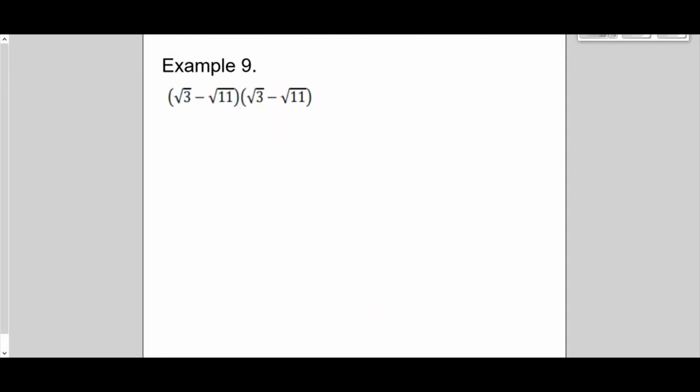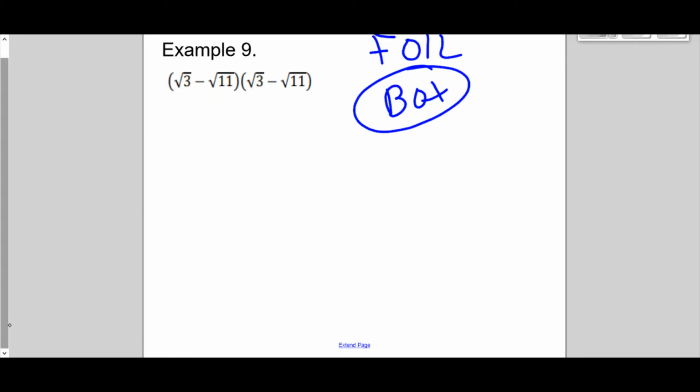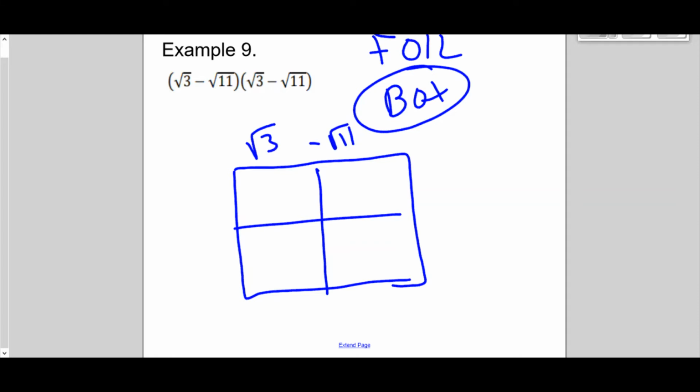So example 9, FOIL would be the preferred method, but I'm going to use the box method for this one, just so you can see how it works with the box method. But again, you could use FOIL. So the box method, remember, you're going to draw yourself a box. There's 2 terms in each. So I have square root of 3 minus the square root of 11. And if you could make this change, just this next one should say plus. And square root of 3 plus square root of 11. And again, you could show the ones there if you truly want to.